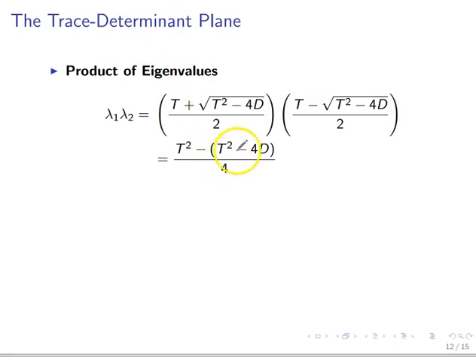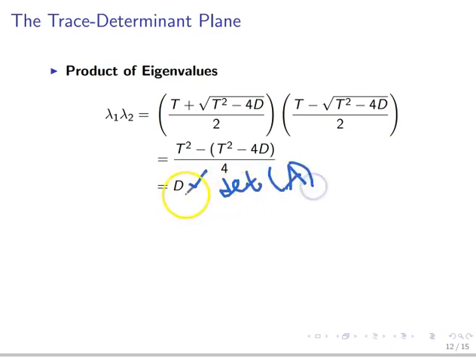So if we do that, and then the denominators, when they multiply each other, they become 4. If we do that, then we obtain this expression, and you can see that this minus is going to affect t squared and is going to affect minus 4d. In particular, the t squares are going to cancel, and we end up with 4d divided by 4, which is d. This is d, meaning the determinant of the matrix is always equal to the product of the eigenvalues.